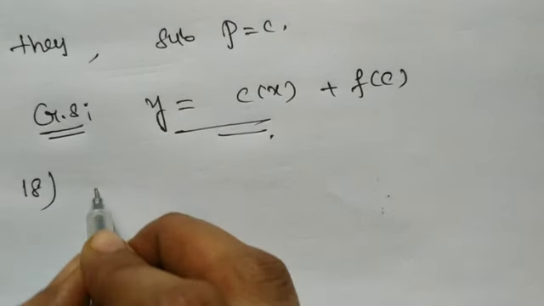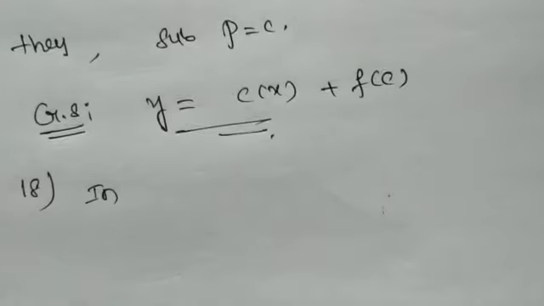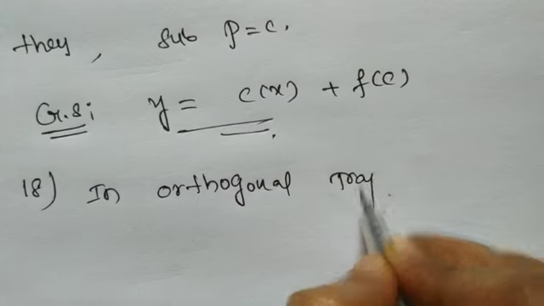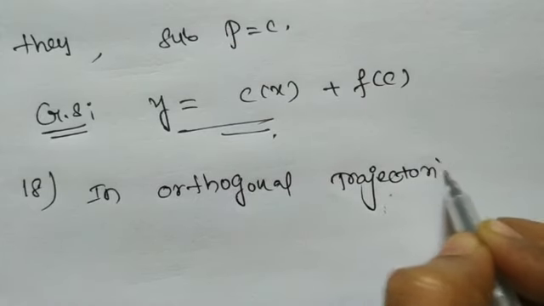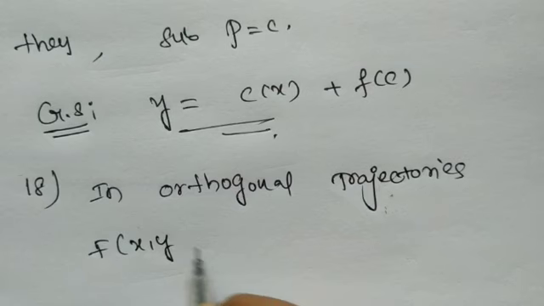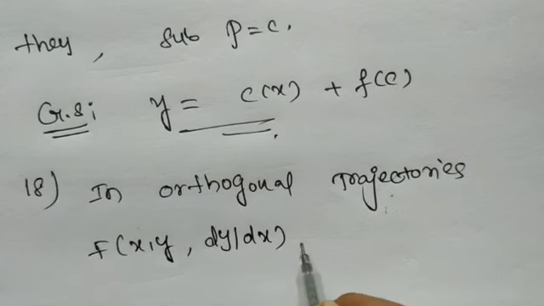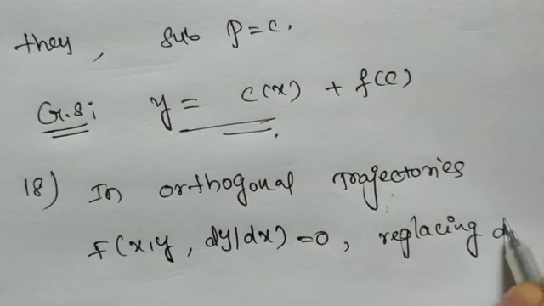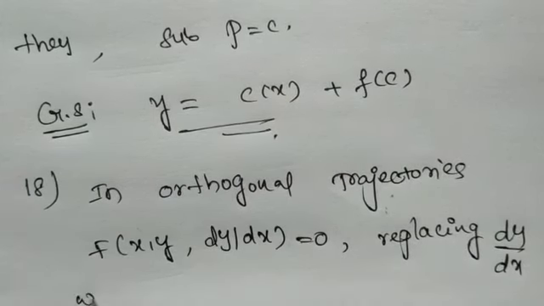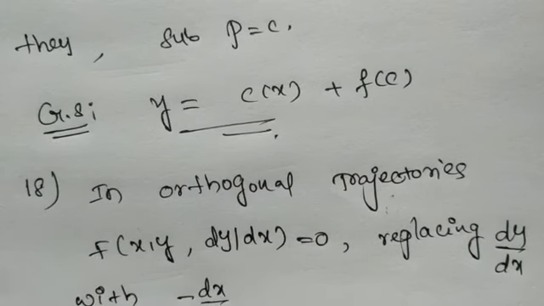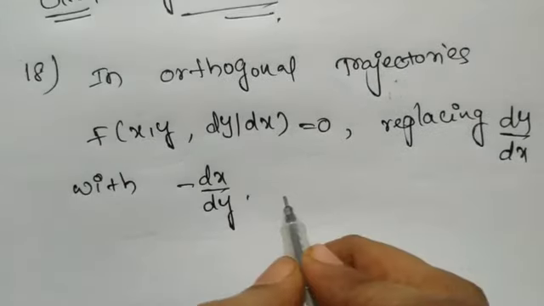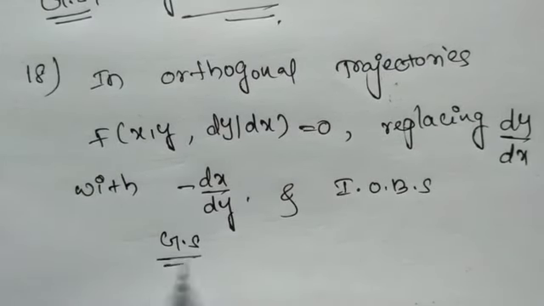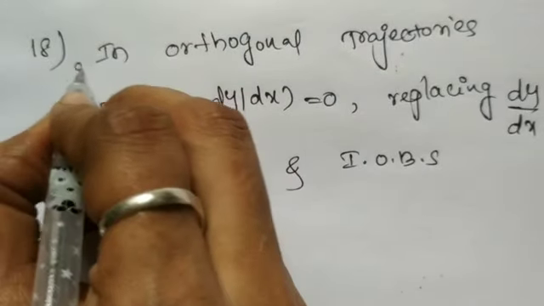Next one, orthogonal trajectories. f of x comma y comma dy by dx equal to 0. In this, replace dy by dx with minus dx by dy. Therefore integrating on both sides, we get the general solution. So this is case 1.